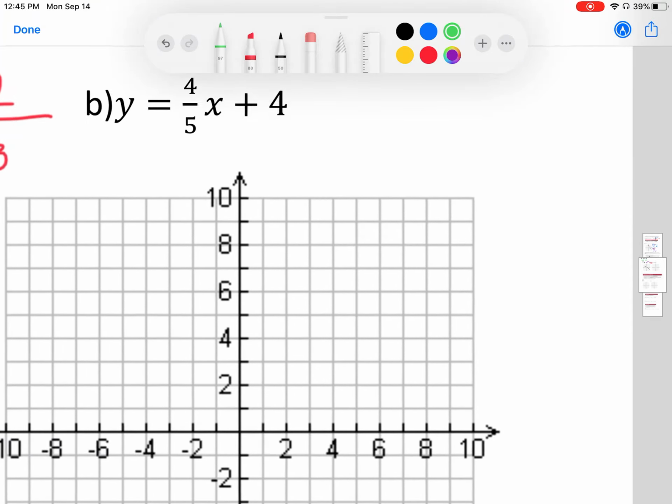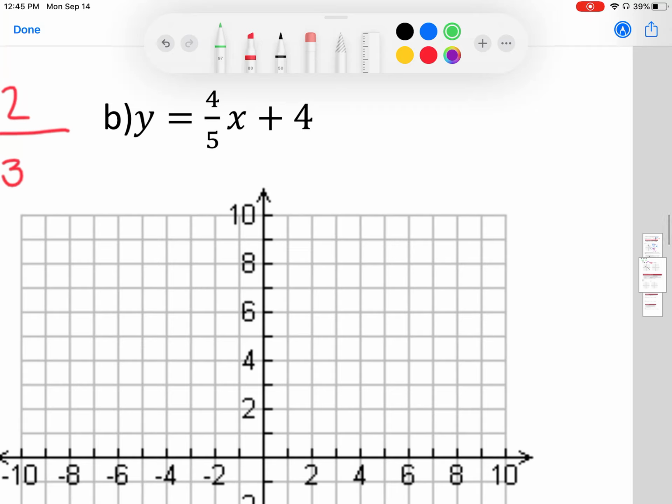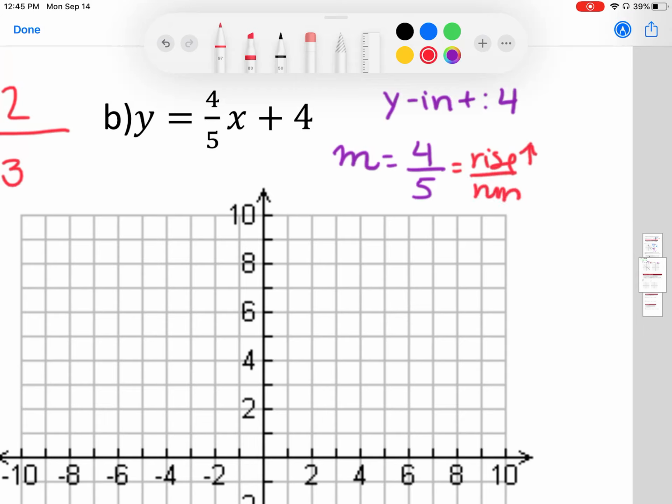Let's go ahead and do B. Same idea. I want to first find my y-intercept. So let's label our y-intercept. My y-intercept is 4, and then use my slope. We have a slope of 4 over 5. I want to use your rise over run. Your rise goes up and down. Your run goes left to right. Because I have a positive 4, I'm going to move up 4. Because I have a positive 5, I'm going to move to the right 5.